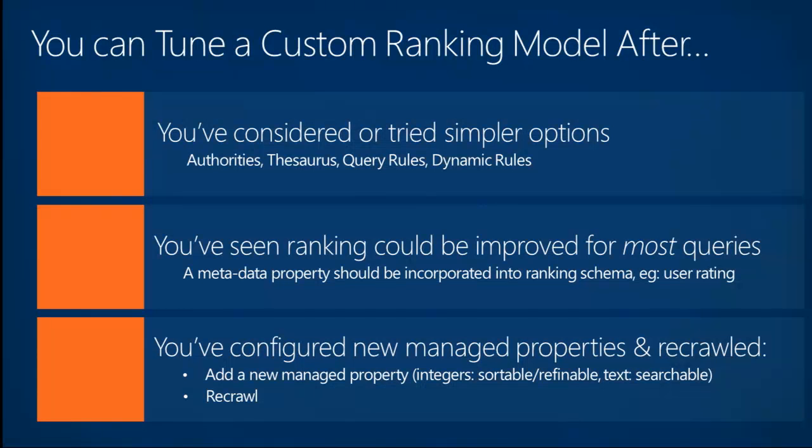Having got a managed property, to make it available for ranking, if it's an integer, you have to mark it as sortable or refinable. And if it's a text feature, you have to mark it as searchable in the schema. And that's all through UI as well. And then if you add a new managed property or you change one of those aspects of a managed property, you'll have to recrawl.